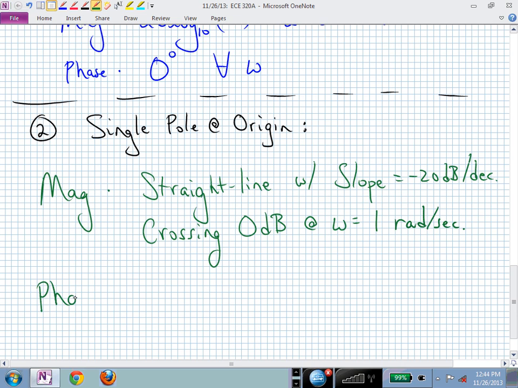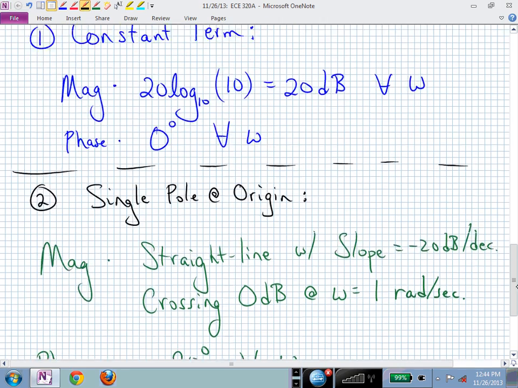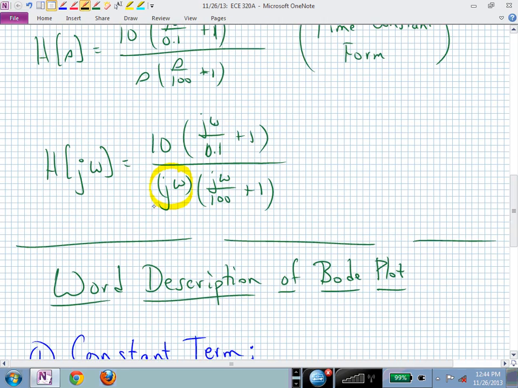Then what's the phase? That one's easy to sketch. It's minus 90 because it's downstairs. That single factor gives you 90 degrees, and since it's a pole, it's minus 90, and it never changes. It never goes up or down or has a slope. It's flat at minus 90 for all frequencies. That's the word description for the second piece, which is this pole at the origin.